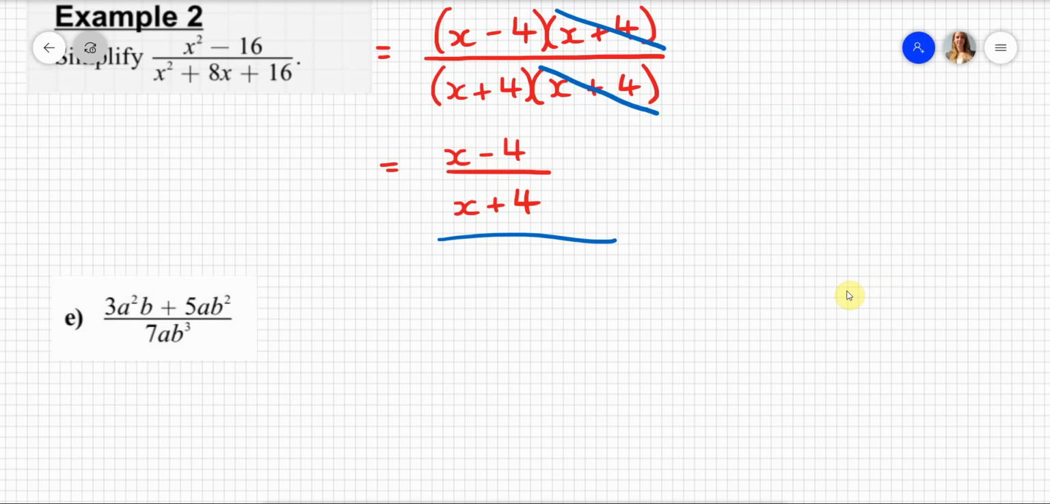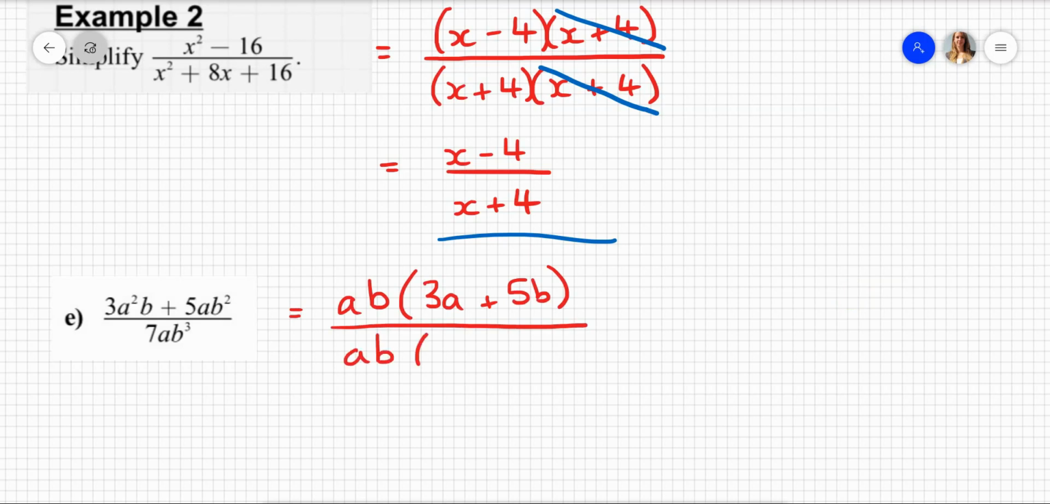The first one I'm going to go through is question 3e. So we can factorise ab out of both the numerator and the denominator. So the AB over AB makes 1, and we're left with 3A plus 5B over 7B squared.